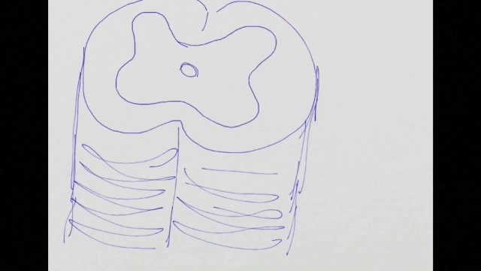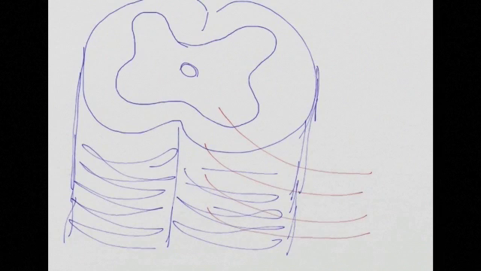Here we see a segment of the spinal cord. This happens to be the ventral surface, and you will notice, and you've seen it in the video before, that there are fibers emerging from the ventral surface of the spinal cord. These ventrally emerging fiber bundles are motor axons.